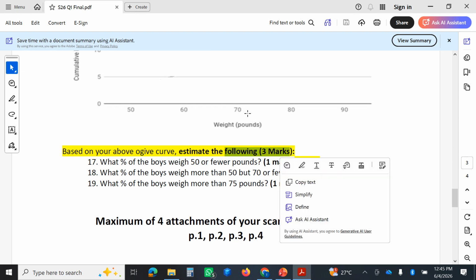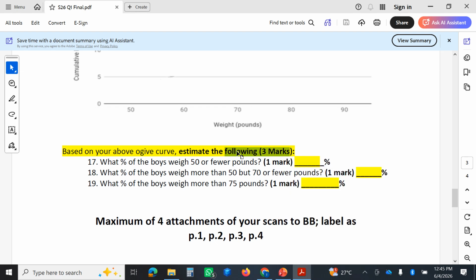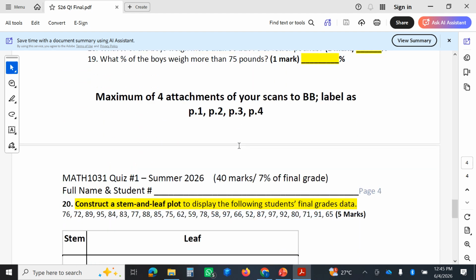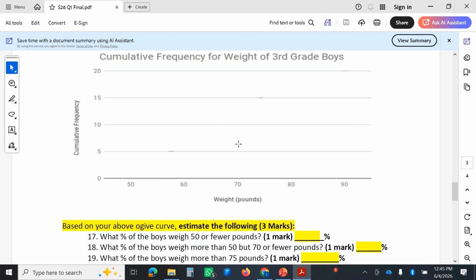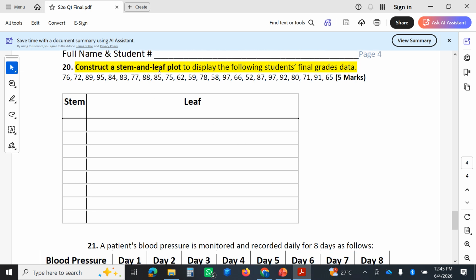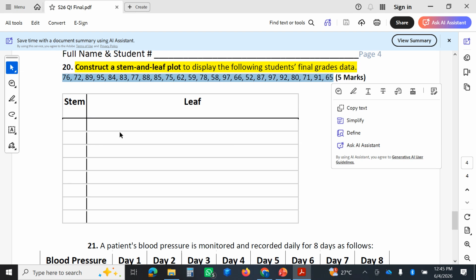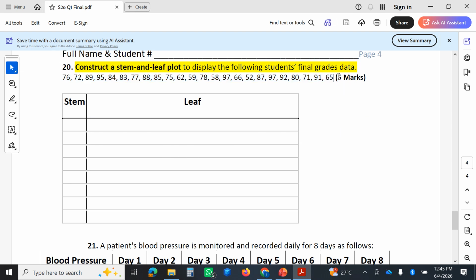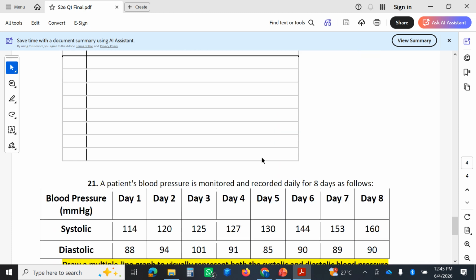Estimate the following based on your above information. Okay. So that's a total of 20 marks just for that question. That's half the test, right there in that one question. I want you to construct a stem and leaf plot based on this information here. There's your stem, there's your leaf. Okay, 5 marks. And you'll notice that I'm not asking you for your opinion.